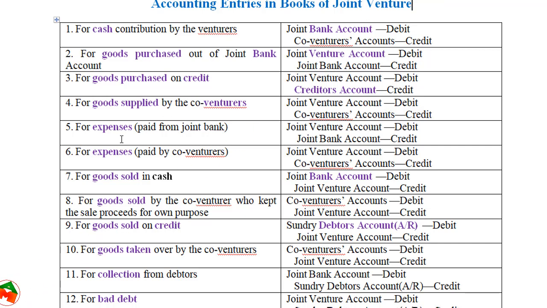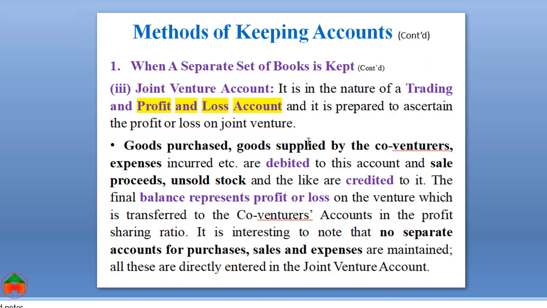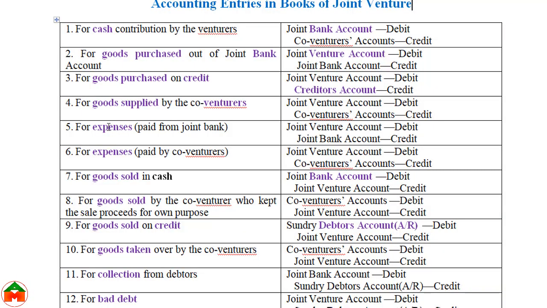And whenever you pay any expense, we have learned that all other expenses should be shown in the debit side, that's why joint venture account debit. So for expense, joint venture account debit, and since you are paying the expense from bank, that's why bank account credit. Again, if the expense is paid by any co-venturers, then co-venturers account credit.